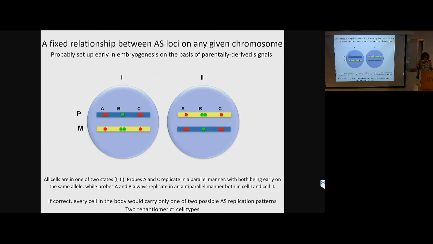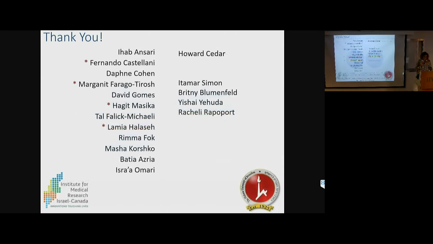So we think that all cells are in either one of these orientations, because there is a fixed relationship between asynchronous replicating regions on any chromosome. And probably it is set up early in embryogenesis, and most probably on the ground of marking, most probably in the gametes.